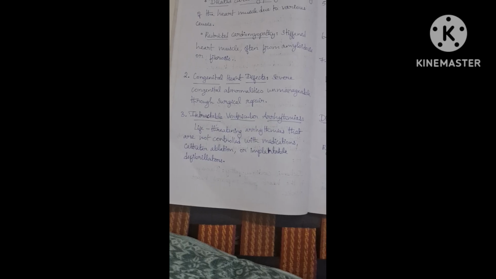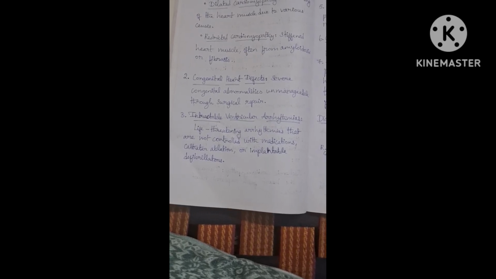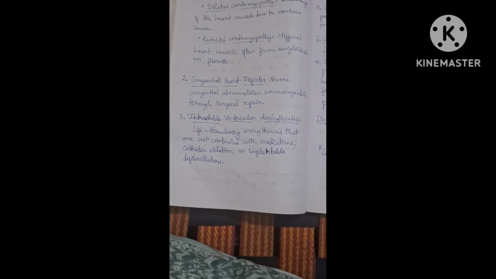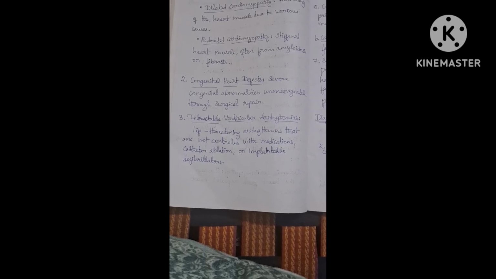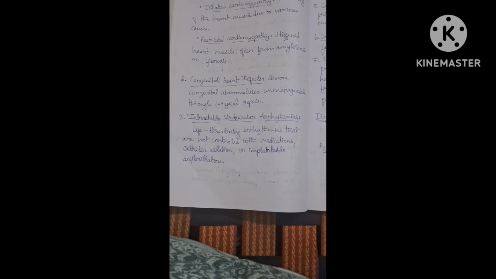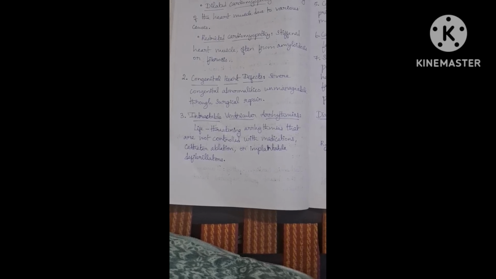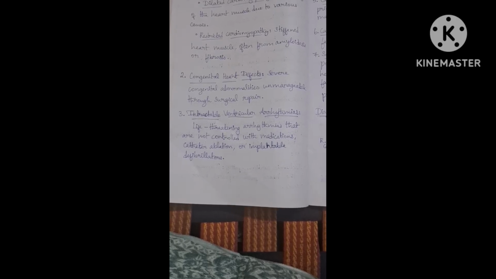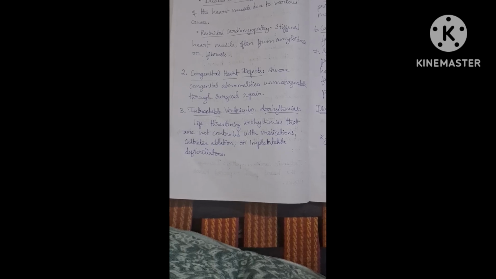The second one is dilated cardiomyopathy, weakening of the heart muscle due to various causes. Restrictive cardiomyopathy, stiffened heart muscle, often from amyloidosis or fibrosis. The second one is congenital heart defects, severe congenital abnormalities, unmanageable through surgical repair.